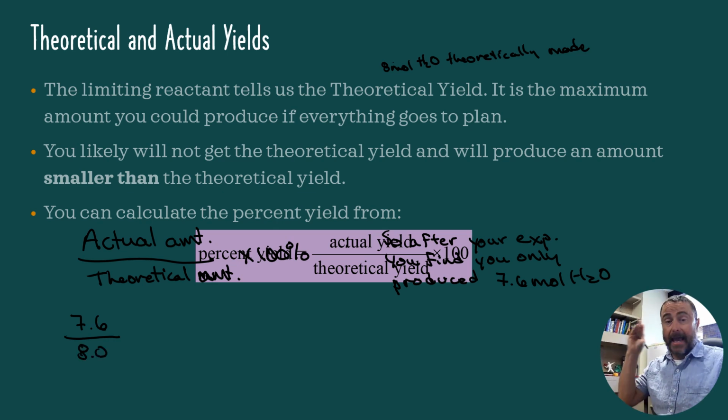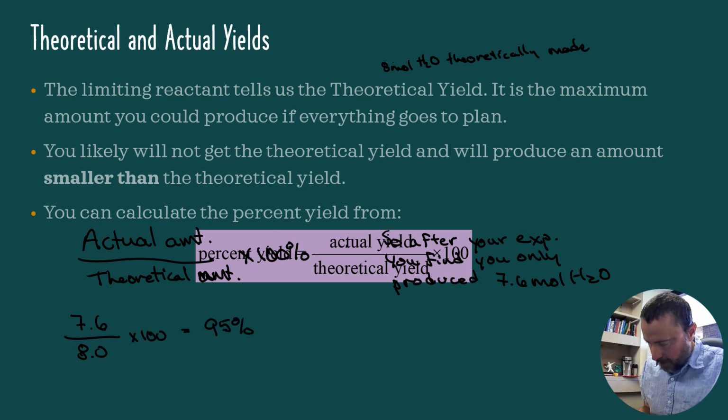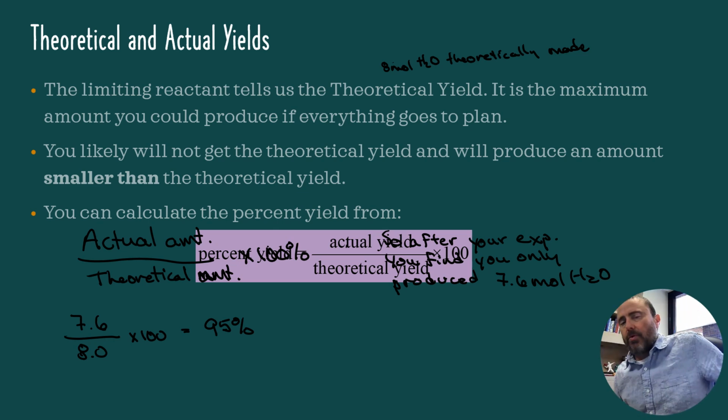Well, the actual amount is 7.6 moles. You theoretically thought you could have made 8. It was the lesser of those two, not the 16 and the 8, times 100. So you actually produced only 95% of what you theoretically thought you could. All right, another chapter down. I will see you next time for chapter 5.